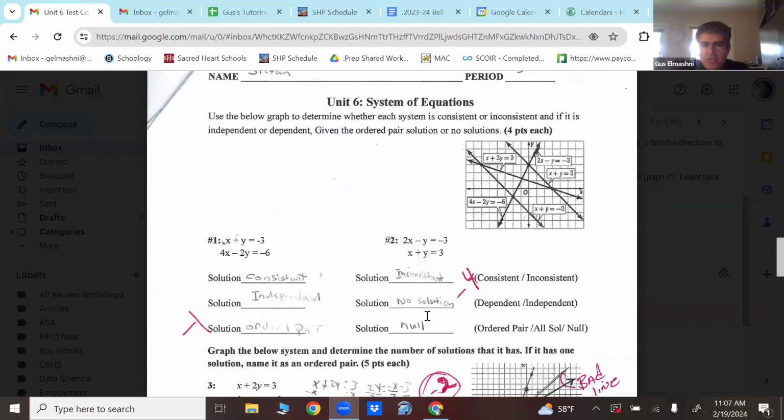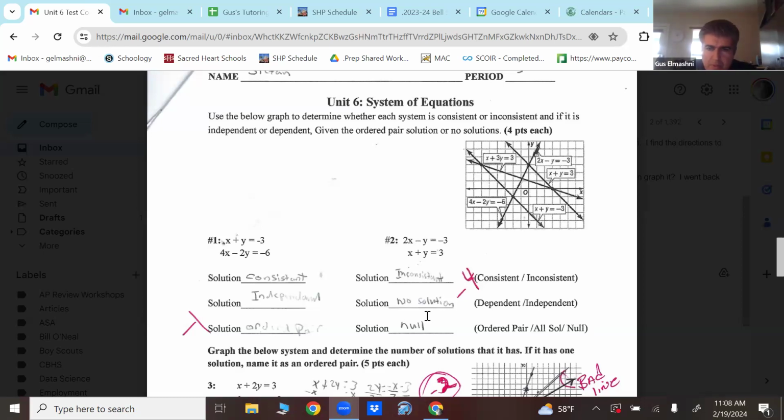So it says use the below graph to determine whether each system is consistent or inconsistent, and if it is independent or dependent, give the ordered pair or no solution. It's actually kind of bad grammar. It should be: if it is independent or dependent, give the ordered pair solution or no solution. So independent means they touch once. Dependent means they're the same. Actually, that would be no solution or the same line. Well, anyway, let's look at this one here.